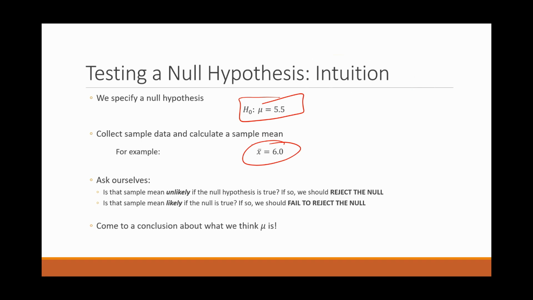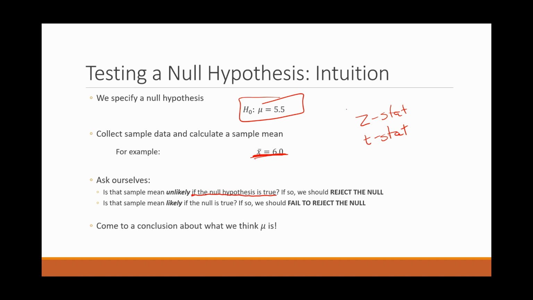And now we are going to ask ourselves a question. This is going to ring a bell from last lecture, when I was talking about z-statistics and t-statistics. Is our sample mean unlikely if the null is true? We're going to ask ourselves that question. Is the sample mean unlikely if the null is true?